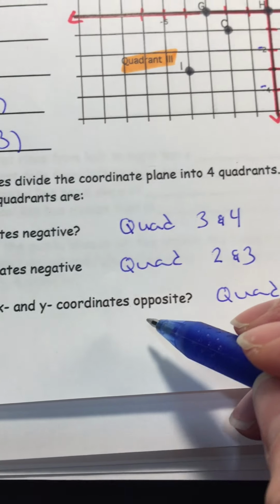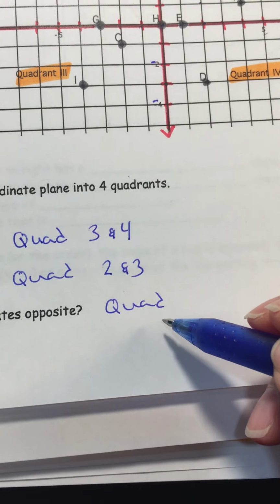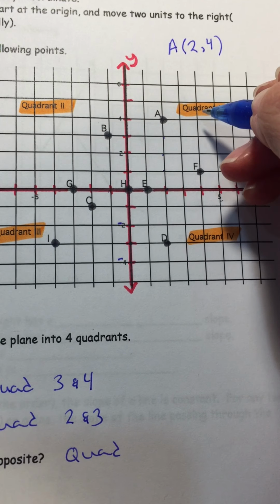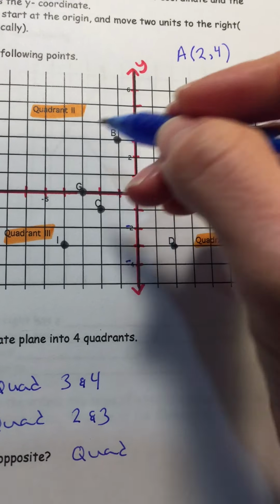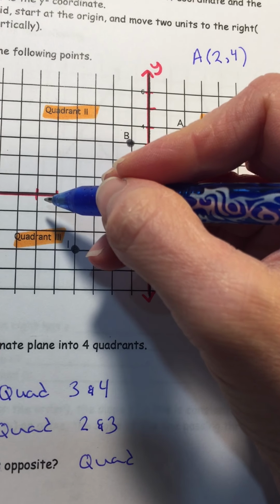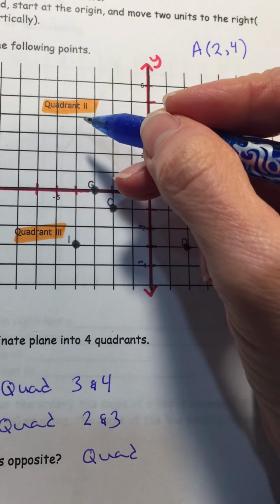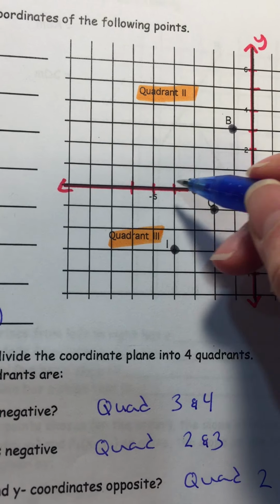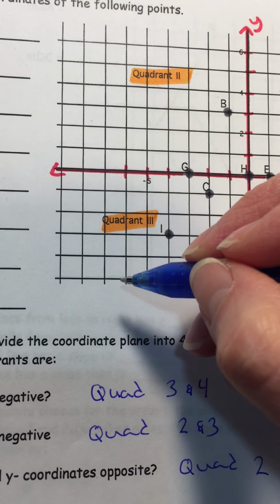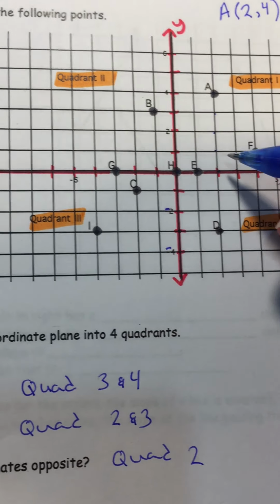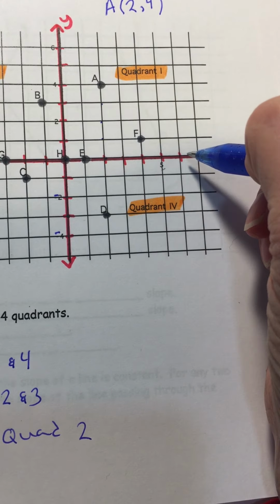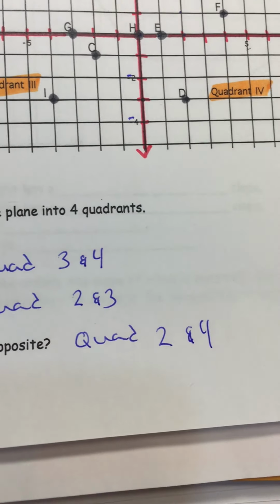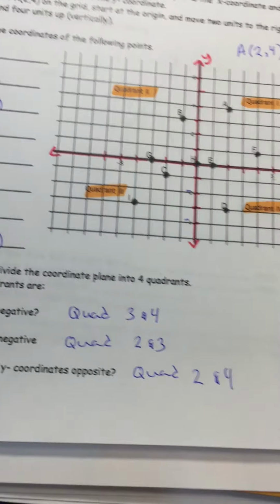The next one: the signs of x and y coordinates are opposite. Well, in this quadrant, x is positive, y is positive. In this quadrant, we have x negative, y positive. So quadrant 2, they're opposite. Over here, we would go negative in the x direction and negative in the y direction. So they're the same. Over here, we go positive in the x direction and negative in the y direction. So quadrant 4. And so that's the answers to that page.